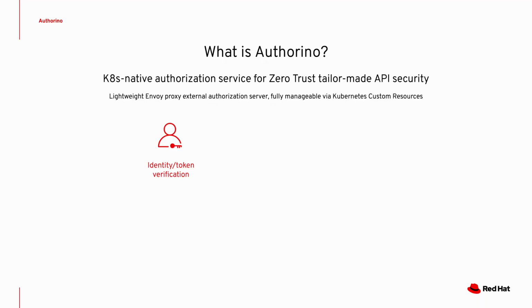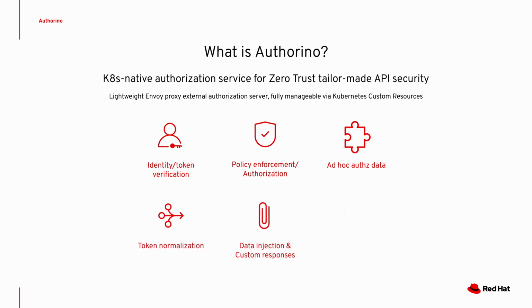So what is Authorino then? Authorino is an external authorization server that allows us to model external authorization rules to verify authentication and access tokens, and enforce authorization policies at request time in a totally tailor-made way, fully configurable and manageable using Kubernetes custom resources.